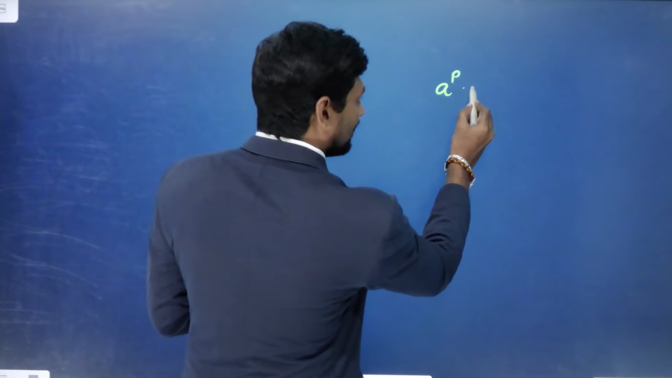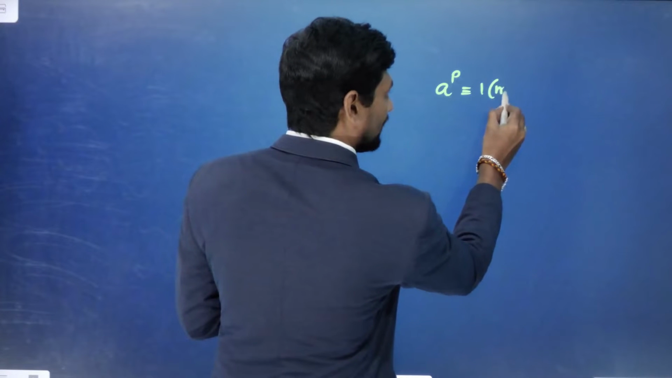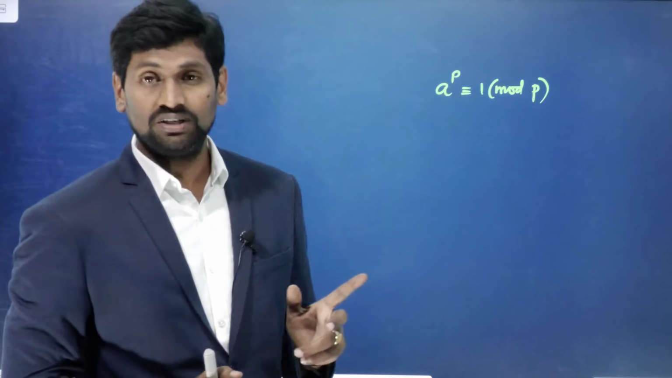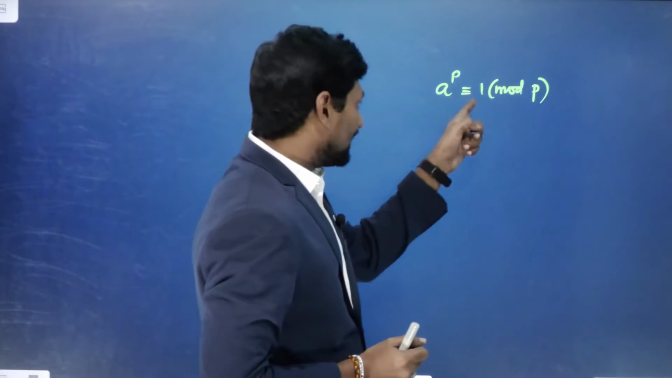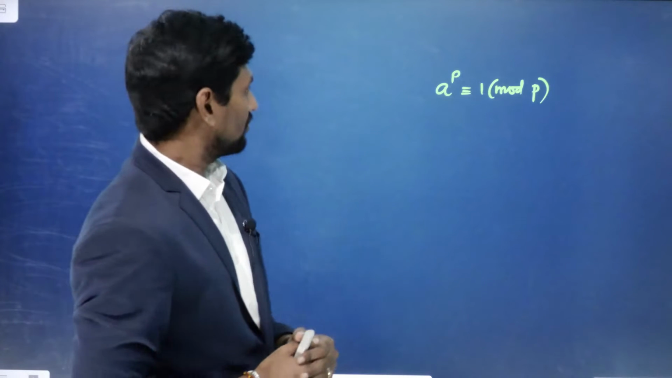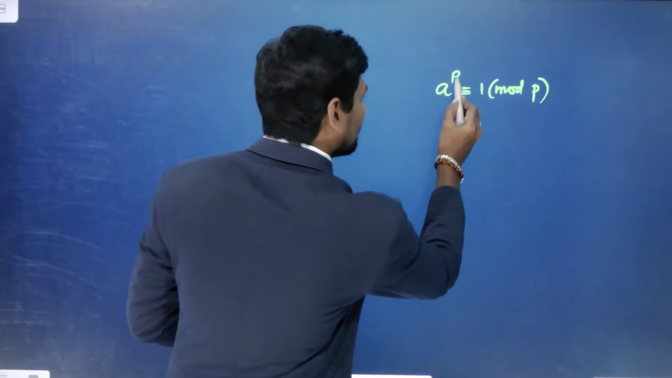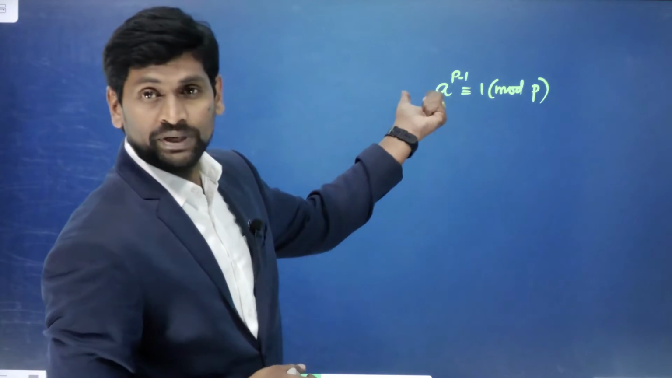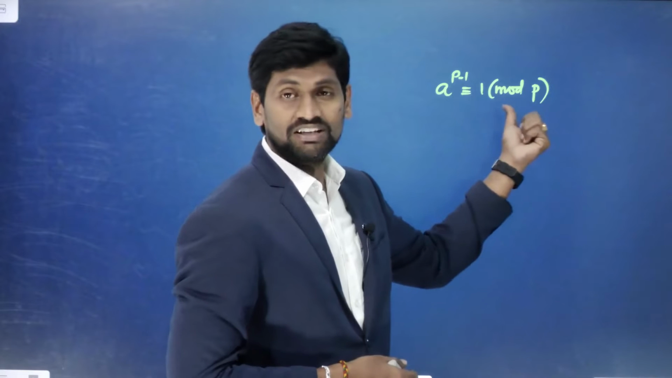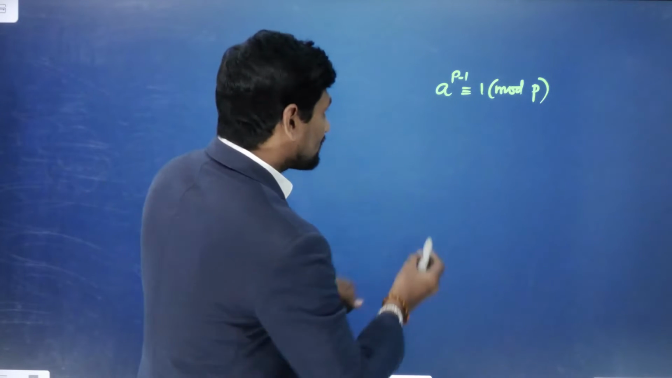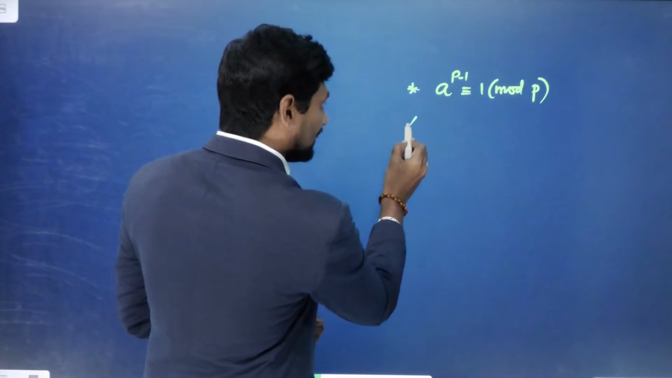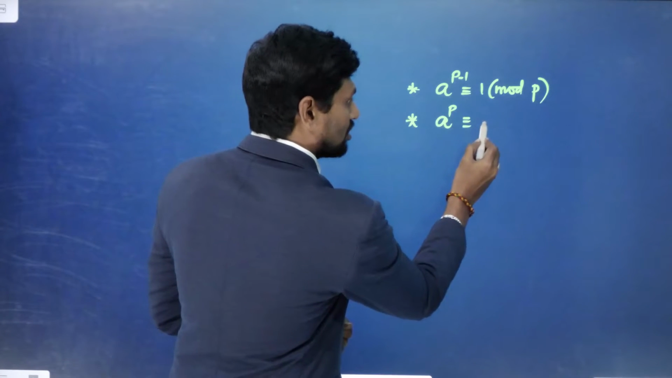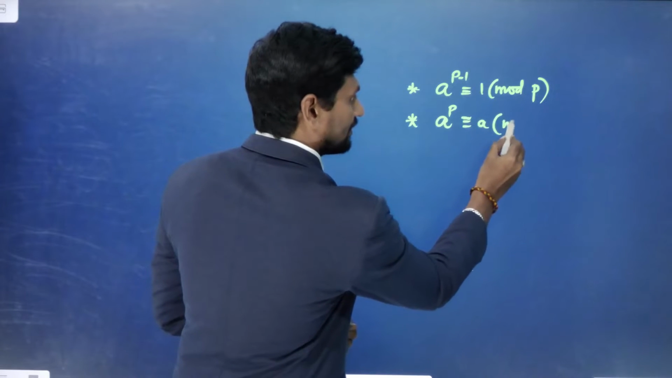a power p is congruent to 1 mod p, where p is the prime number and here the remainder is 1. Fermat's theorem is a power p minus 1 is congruent to 1 mod p, where 1 is the remainder. Or else we can write it another way also, that is a power p is congruent to a mod p.